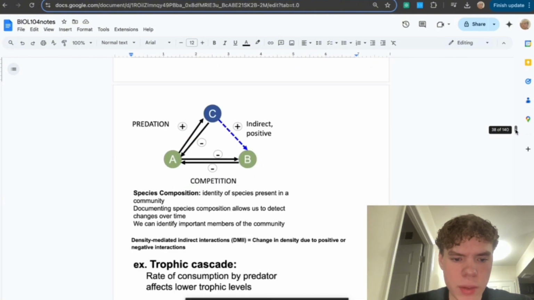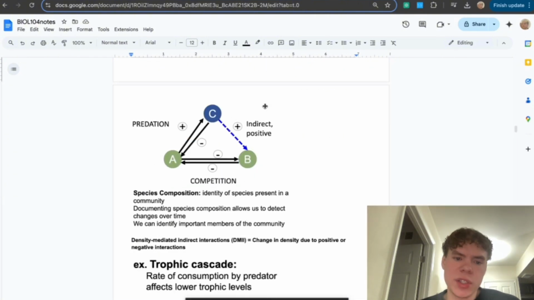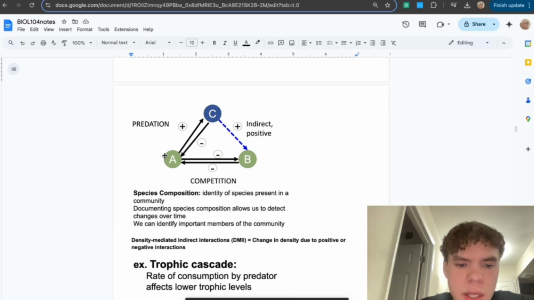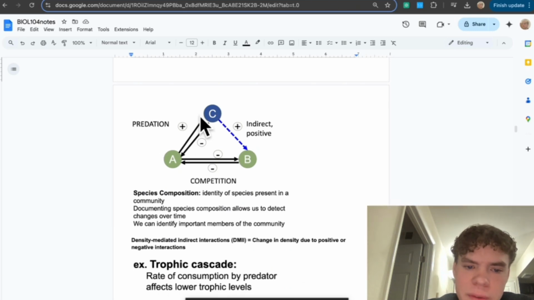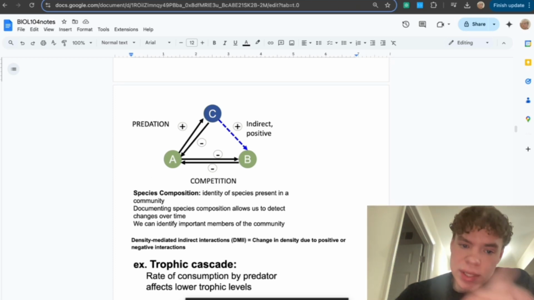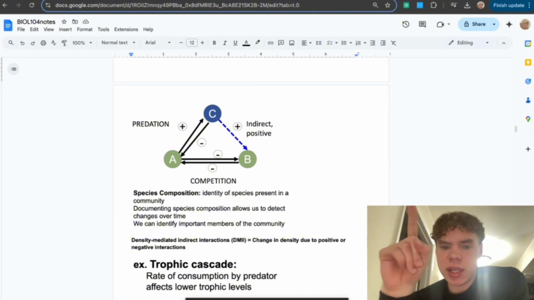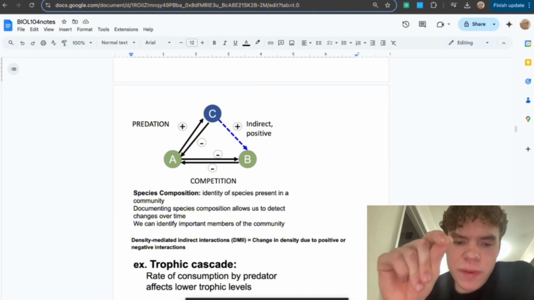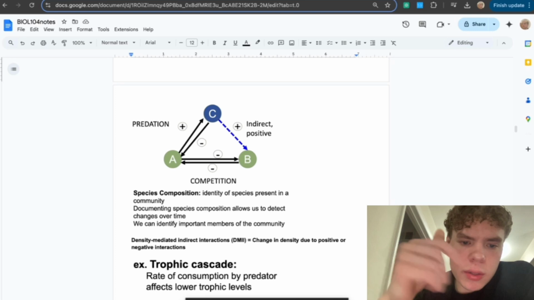And this is just another map of how our interactions affect each other. So, for example, species A is preying on species C. This has a positive effect on species A, a negative effect on species C, and that's direct.